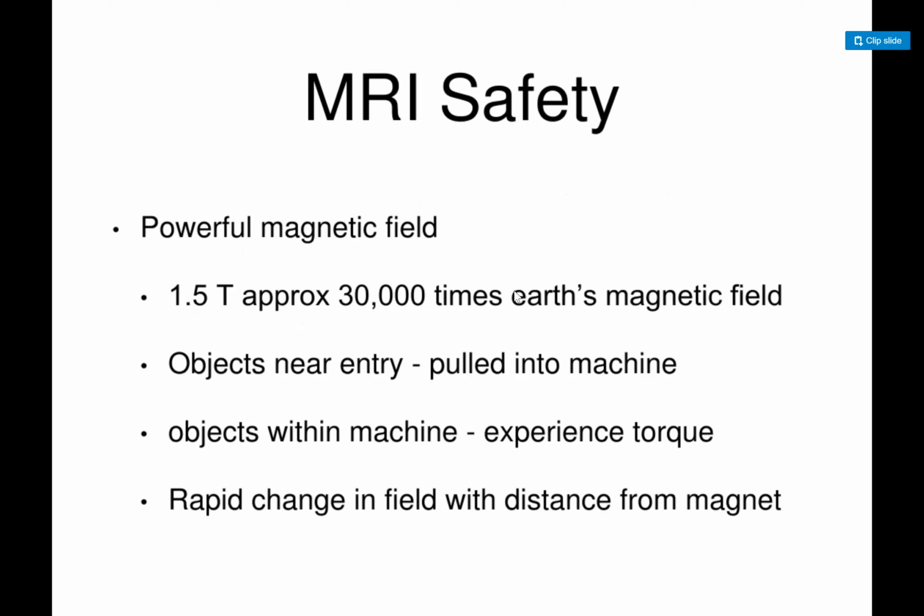So like I said, 1.5 Tesla is about 30,000 times that of Earth's magnetic field. It's very important to be safe with this. Anything inside the room of the MRI is either going to get pulled into the machine or fly into the machine. If you're really close, it will fly into it. And inside the machine, they might experience some torque as well. So if there's a bullet in the body, it might start moving in the MRI.